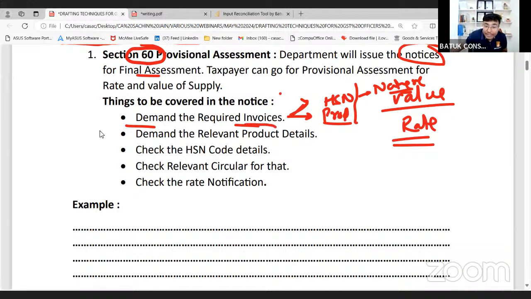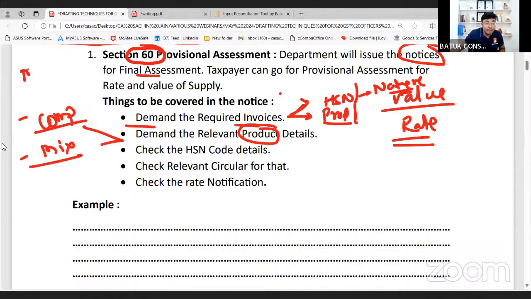Demand the relevant product details so that you can easily decide the rate of supply and the value of supply. Okay, because you also have to decide whether this particular supply is a composite supply or a mixed supply. If there are multiple supplies, in that case what will be the rate of GST applicable? All those things you just need to understand in this specific scenario.